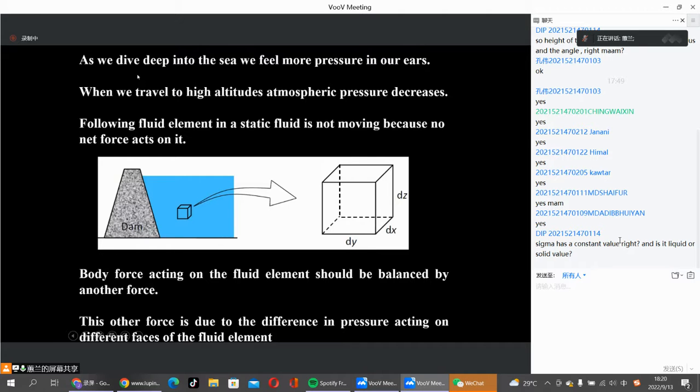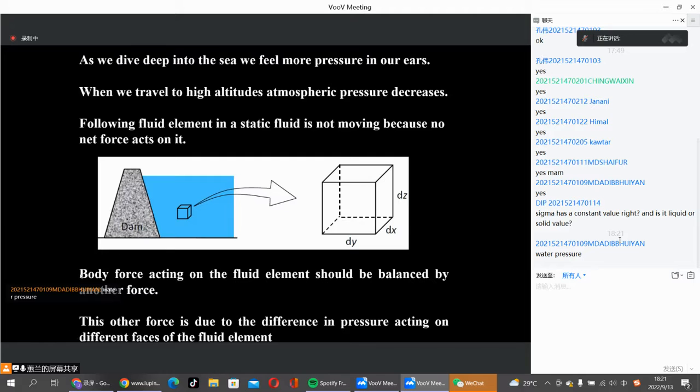As we dive deep into the sea, we will feel more pressure in our ears. Why? Why, as we dive deep into the sea, do we feel more pressure in our ears? If we stand here on the ground, the pressure on our ear will be the atmospheric pressure. But if you dive deep into the sea, the pressure on your ear will be the atmospheric pressure plus the weight of the sea water, right? So the absolute pressure increases with depth, the water pressure, right?